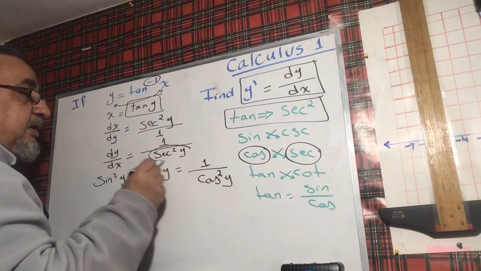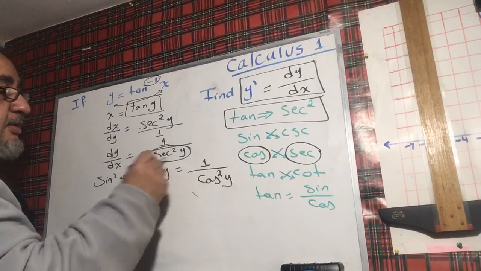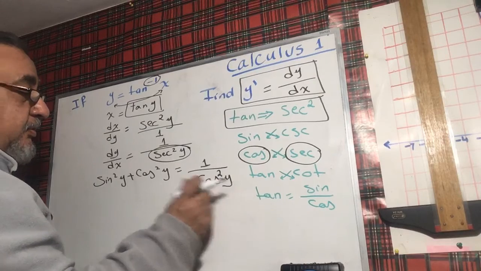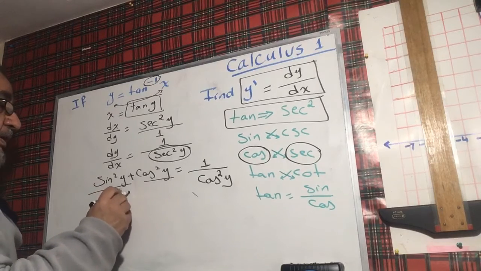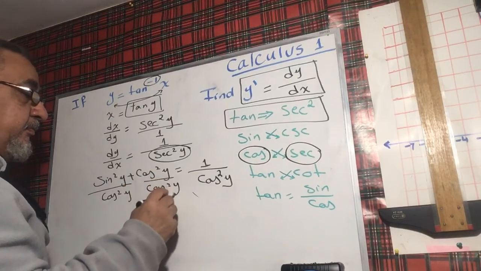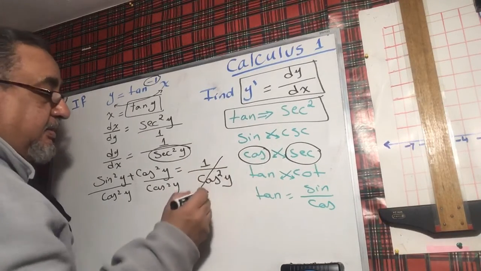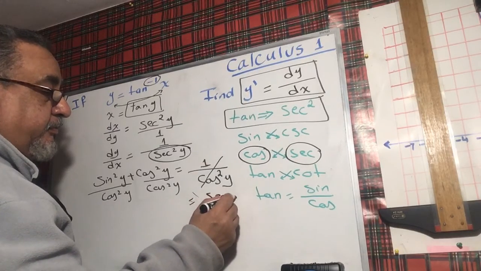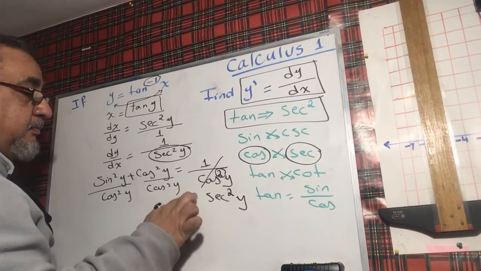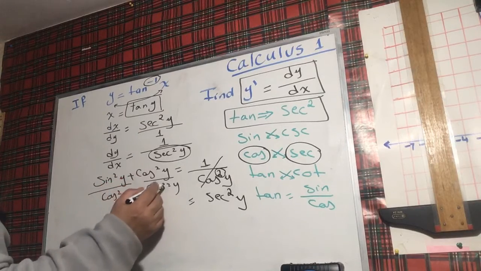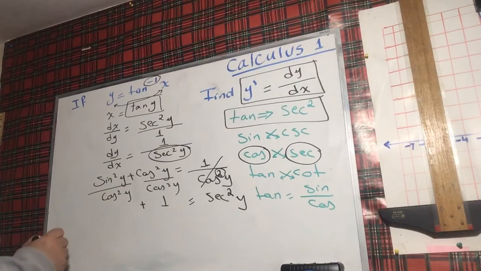So now we have secant squared, and the whole thing here, 1 over cosine squared is secant squared. But when you divide here by cosine squared, you have to do the same here: divided by cosine squared of y and cosine squared of y. Keep the equals. 1 over cosine squared is secant squared. Now, cosine squared divided by cosine squared is 1, plus sine squared divided by cosine squared.